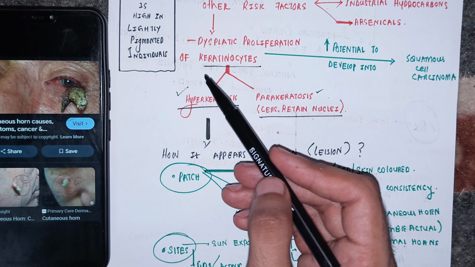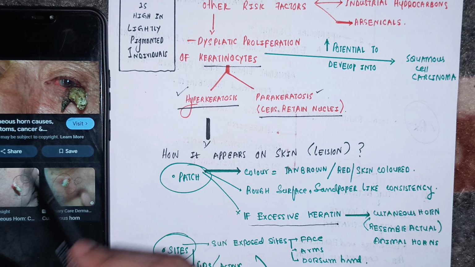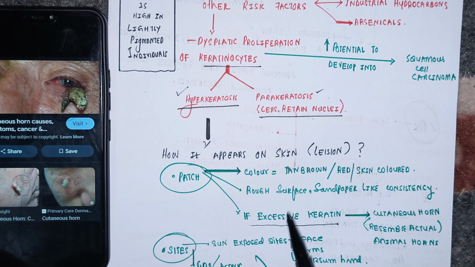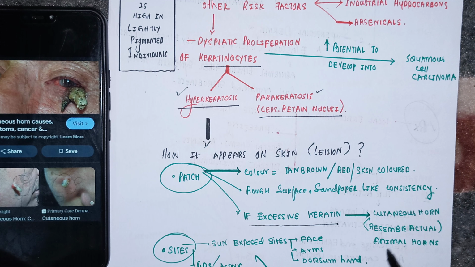By the way, in actinic keratosis there is hyperkeratosis every time, but if that hyperkeratosis becomes very much increased, then this is what you can see. If there is excessive keratin, then cutaneous horns appear on the skin. They resemble actual animal horns.